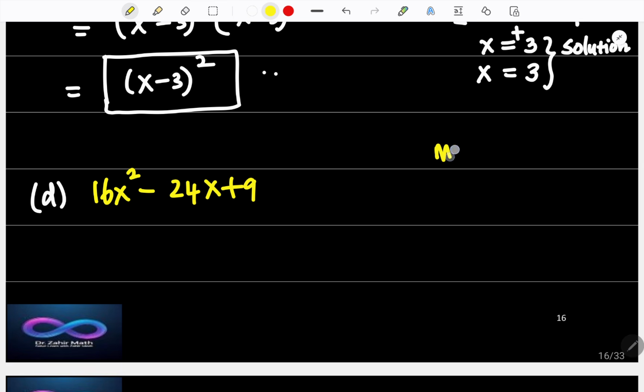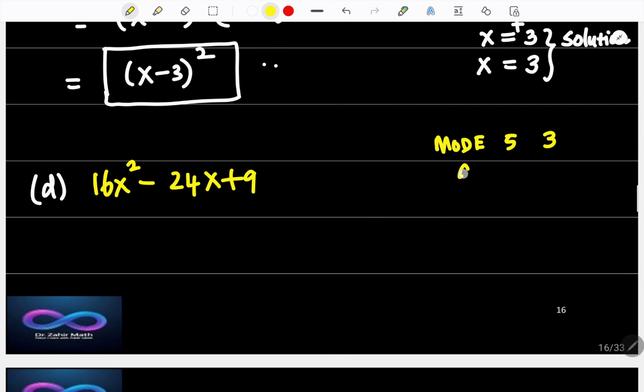Go to the calculator. It is mode 5, 3. So if you go to the calculator, it will ask A, B, C. What is your A now? Tell clearly. 16. What is your B? Negative. Don't make a mistake. You always forget the minus sign. Keep in your mind. So negative 24 and the C is 9.